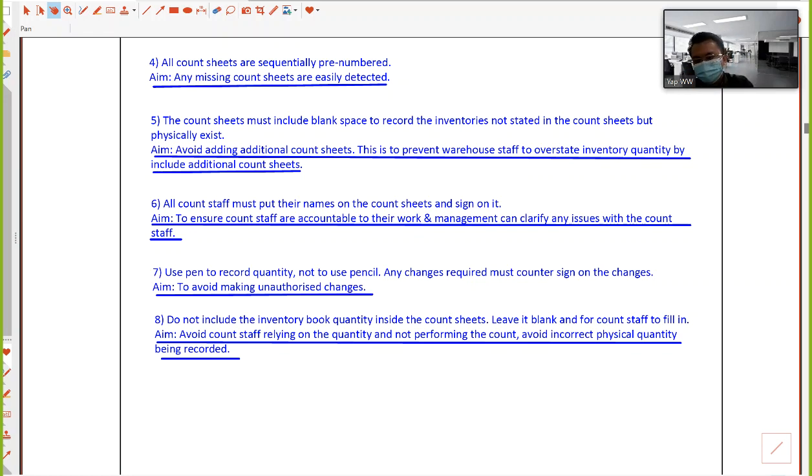Okay, examiners also tested all this. All these points, whenever they come out with the inventory system, these are the deficiencies if you include the book quantity. Yeah.